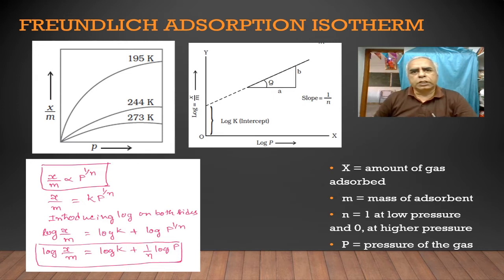Now, x by m is equal to k into p power 1 by n. On introducing logarithm on both sides, we get log x by m is equal to log k plus log p power 1 by n. By applying the power rule of logarithm, you can bring the 1 by n to the coefficient of the logarithmic term. Therefore, log x by m is equal to log k plus 1 by n into log p. Now, when we plot log p on the x-axis and log x by m on the y-axis, we get a straight line.